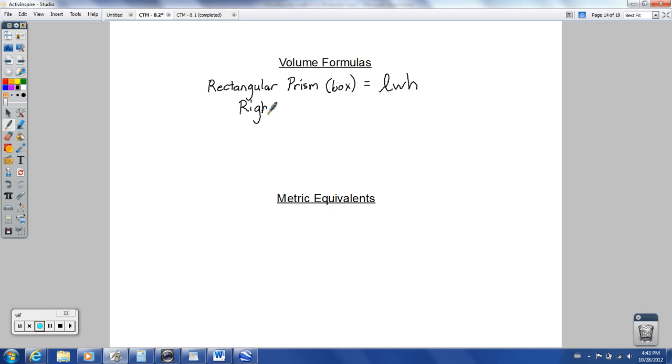A right cylinder, the word right in front of that just means it's going straight up and down. It's not on a tilt at all. So a cylinder has a circular base, pi r squared for the base, multiplied by the height would give me the volume for that. So circle times the height. Area formula times the height gives the volume for a right cylinder.